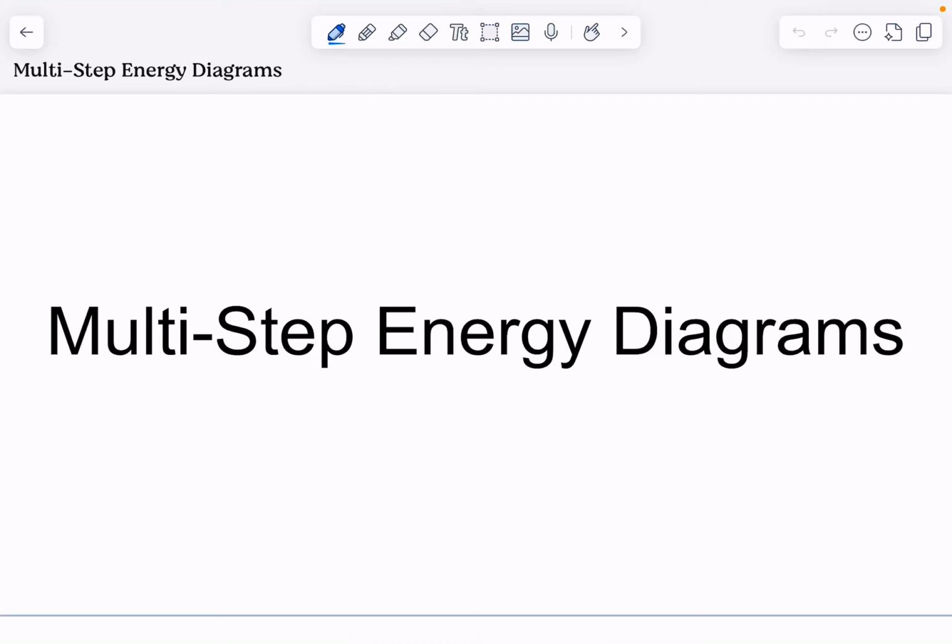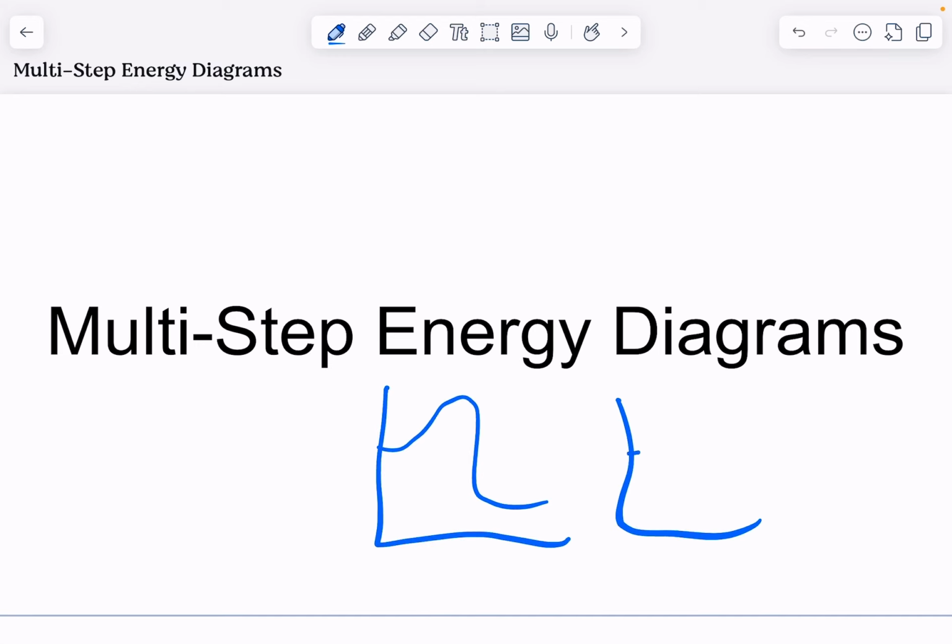Alright guys, in this one we're going to be looking at multi-step energy diagrams. That's when we're taking reaction mechanisms and giving them their energy diagrams. We're going to be drawing those peaks. Remember, the basic look of an energy diagram is something like this or something like this, and that depends on if it's endothermic or exothermic. We're going to cover all of that.